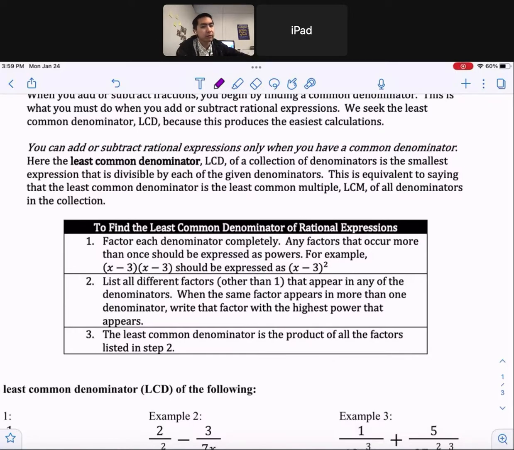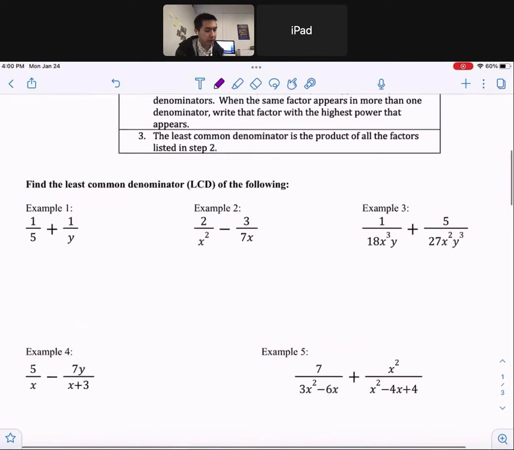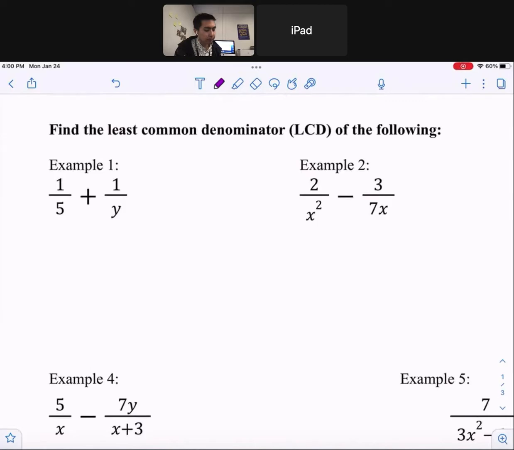When the same factor appears in more than one denominator, write that factor with the highest power that appears. And step number three, the least common denominator is the product of all the factors listed in step number two. So here are some examples, you guys, to find the least common denominator.